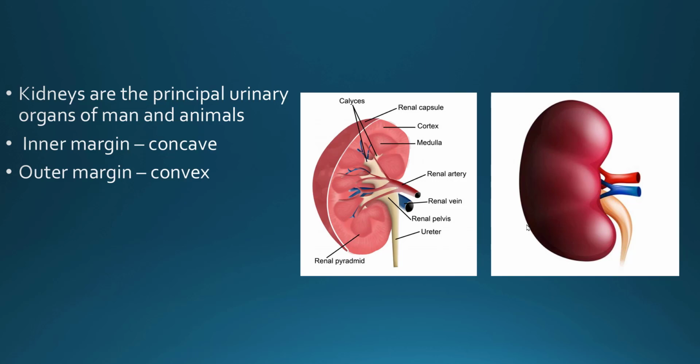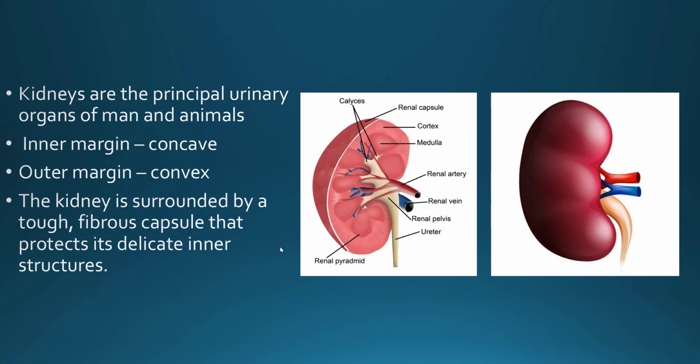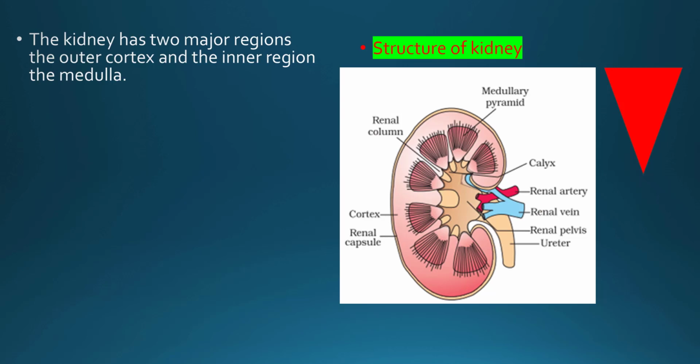The inner margin is concave and the outer margin is convex. This is the inner margin, which is concave, and the outer margin is convex. The kidney is surrounded by a tough fibrous capsule that protects its delicate inner structure. You can see this is the capsule which covers the kidney. It is tough and protects the delicate inner structure of the kidney.